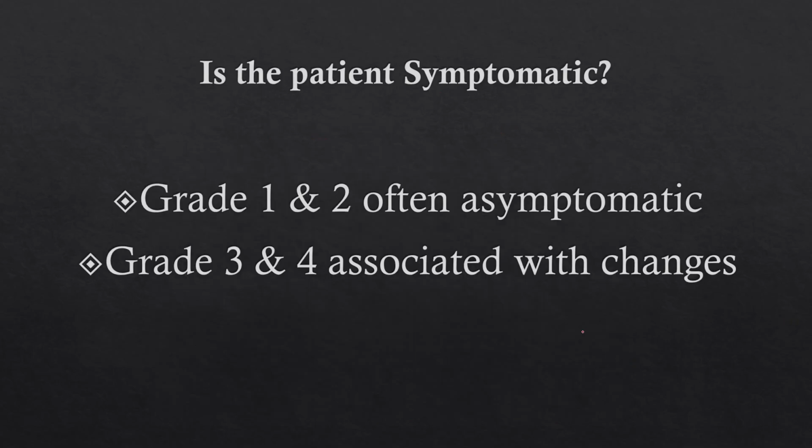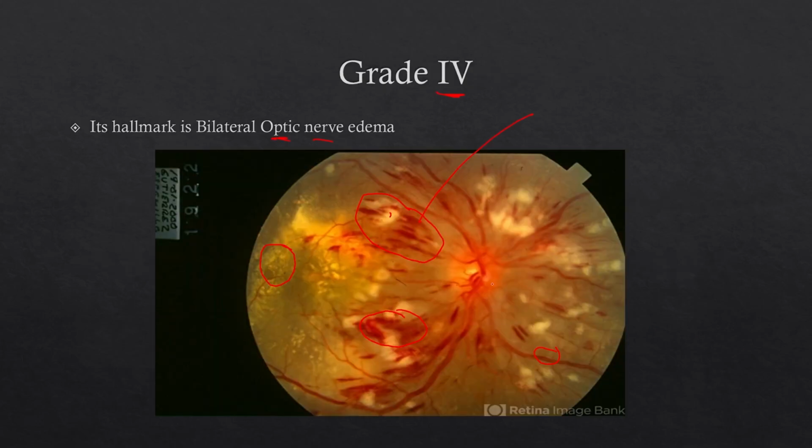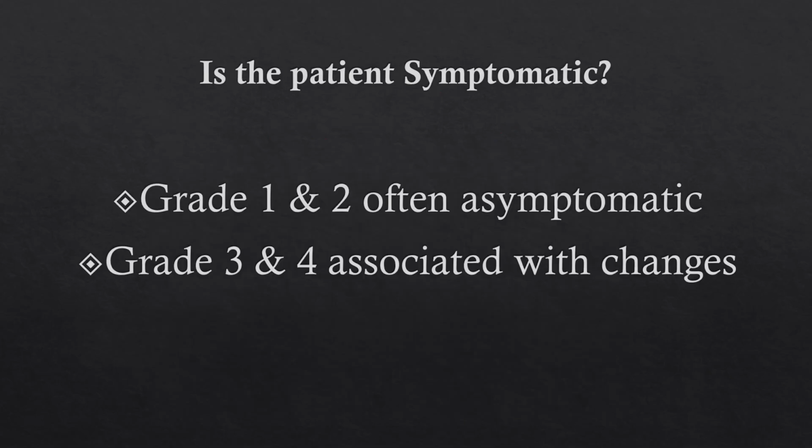So, is the patient symptomatic? Grades 1 and 2 are often asymptomatic because we don't see any direct affection of the vision, okay? But with grades 3 and 4, we're talking about optic nerve edema, we're talking about increased intracranial tension. So the patient could have some kind of headache, okay? He could have vomiting, for example. And of course, affection of the optic nerve will lead to decrease in vision. So yes, he could have blurring of vision. If the macula is affected by the hemorrhage and stuff like that, the vision will be affected. So grades 3 and 4 have changes in the visual acuity of the patient.